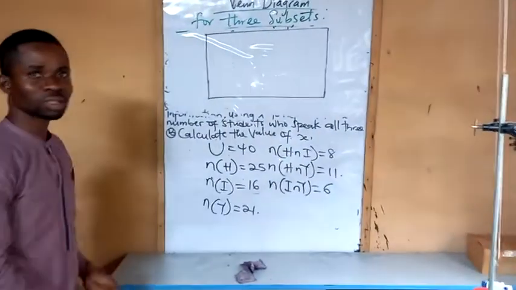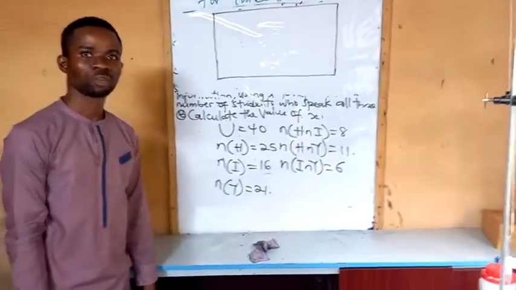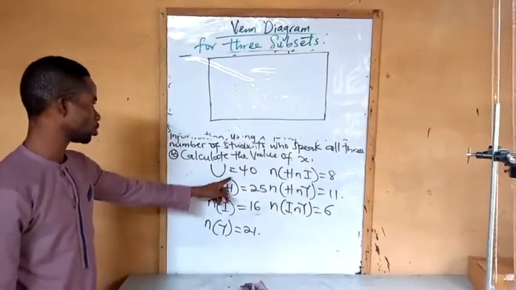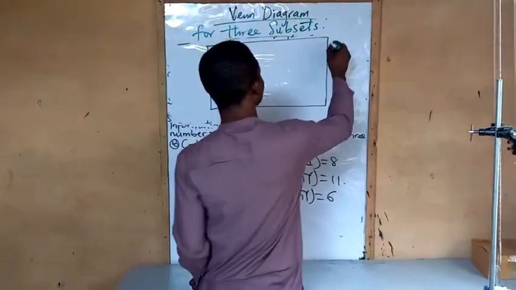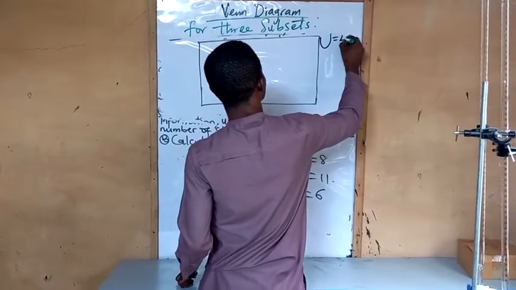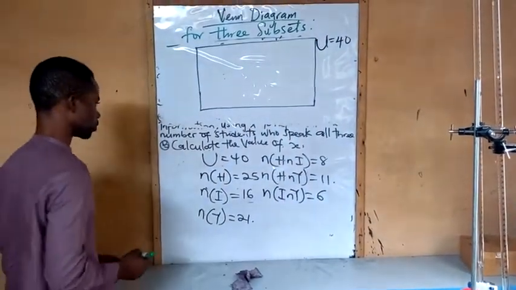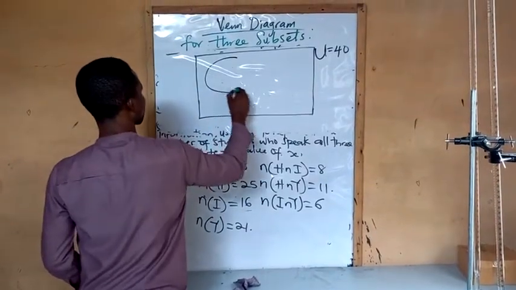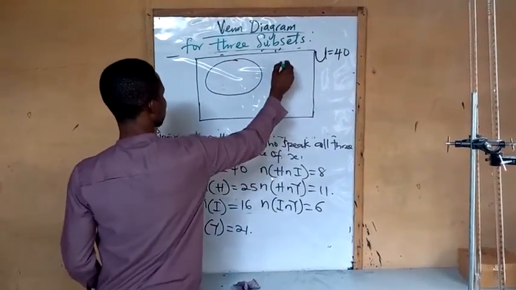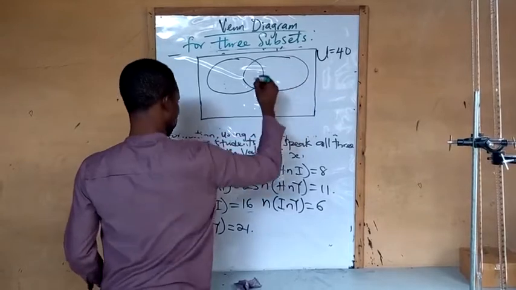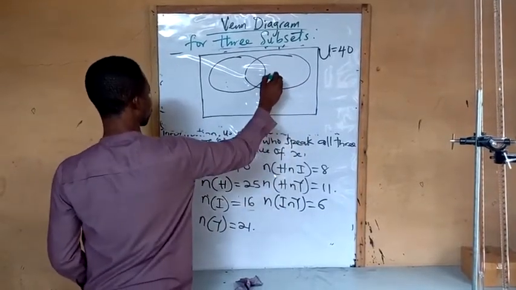Now, in these questions, we are given the universal, and the universal is 40. We write it out here. Our universal is 40. Now we have Hausa, we have Igbo, and we have Yoruba.